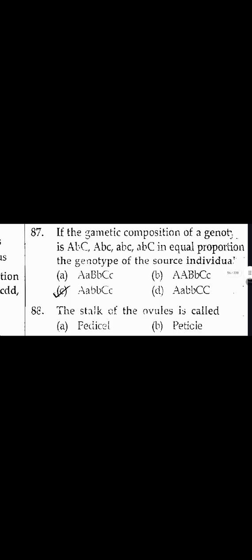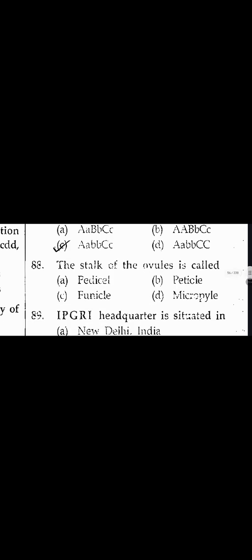ABC and ABC in equal proportion, the genotype of the source individual will be capital A, small b, capital C, small c. Question number 88. The stalk of the ovule is called, yes, option C, funicle. Question number 89. IPGRI headquarters is situated in Italy, Rome, Italy.